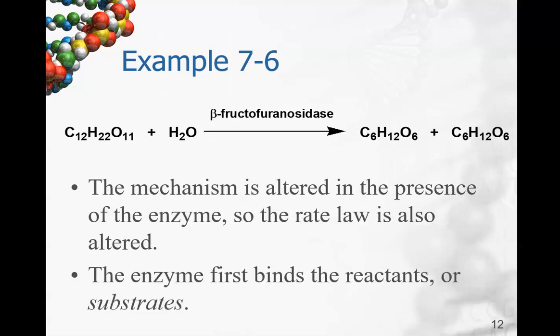Now, if we were to do this reaction and throw an enzyme in there, we'd have to completely rewrite the rate law, because when we have an enzyme, the mechanism is altered in the presence of the enzyme. So that means that the rate law has to be altered as well. And what happens with an enzyme catalyzed reaction is the enzyme first has to bind the reactants, and we refer to these reactants as substrates.